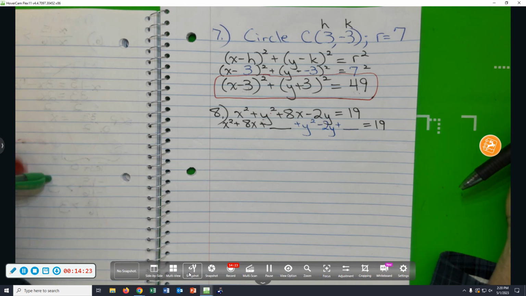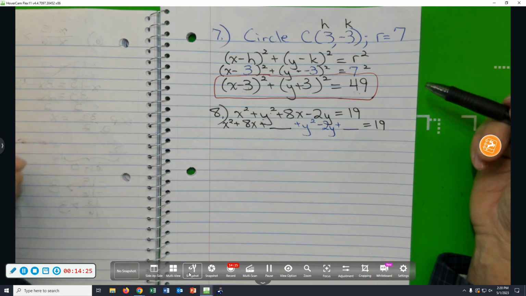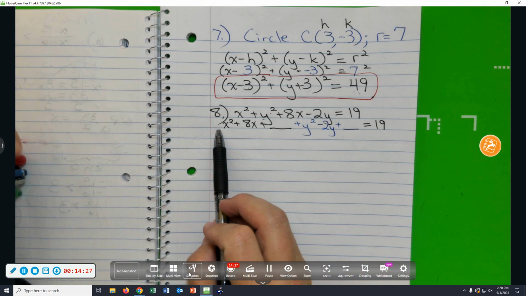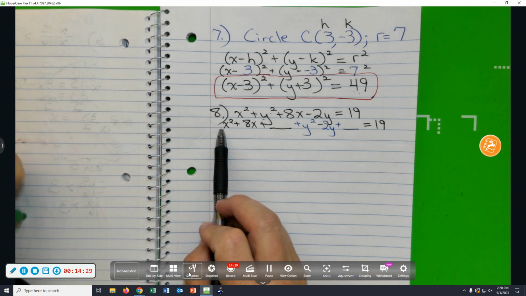This process only works if the leading coefficient is a 1. If we have something other than a 1 as the leading coefficient, we have to divide through to change it to a 1. What's my leading coefficient?